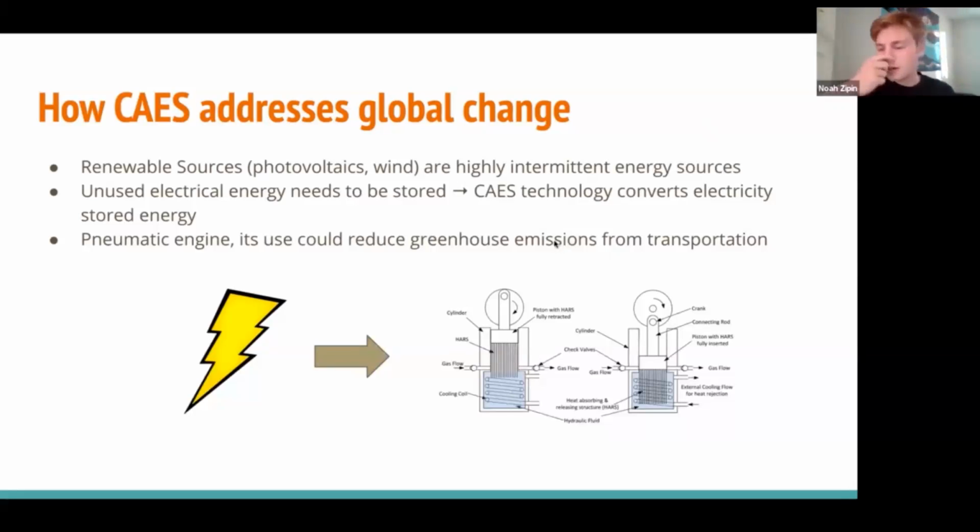On another note, another compressed air technology that we'll talk about is a pneumatic engine. And that could, say like an air-powered vehicle, could reduce greenhouse emissions from transportation. So Jeffrey, if you wanted to talk about that a little bit more.